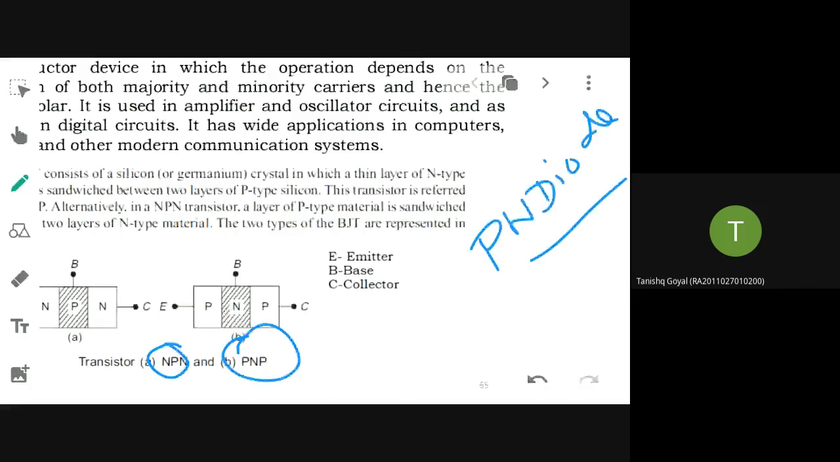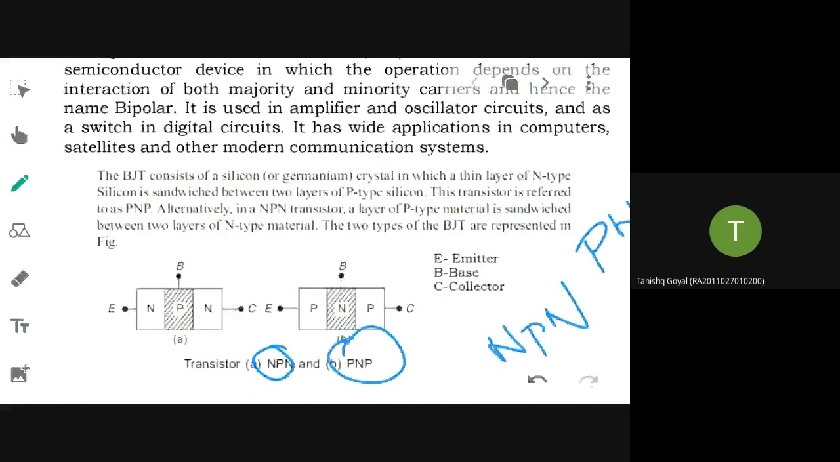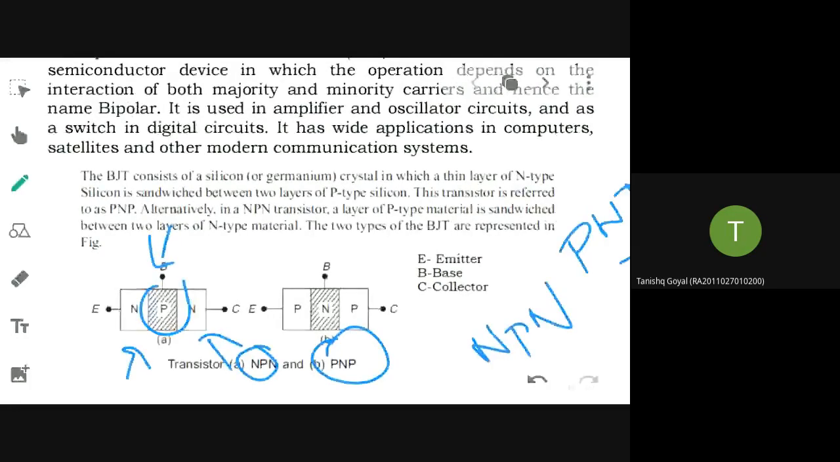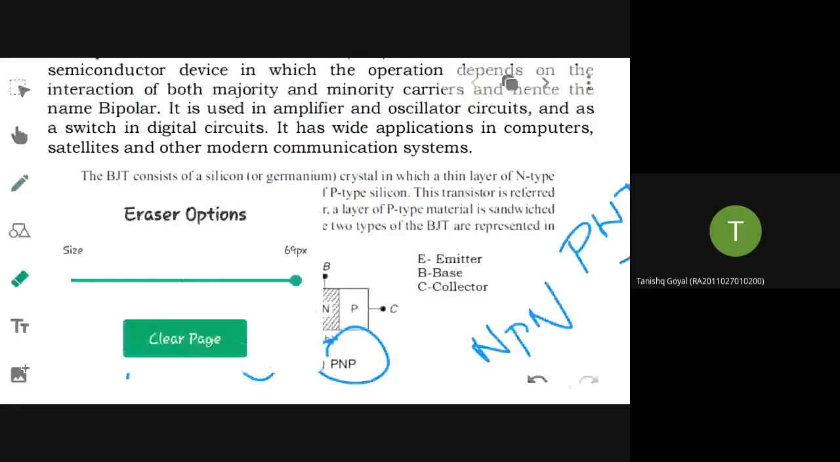Now I want an NPN arrangement. So what do I need to do if you want to have an NPN BJT? NPN means, as you can see, here you are having an N layer, here you are having an N layer. So between two N layers, what are you sandwiching? P. P type of silicon. So if you are sandwiching P type of silicon between two N layers, that will be called an NPN transistor.